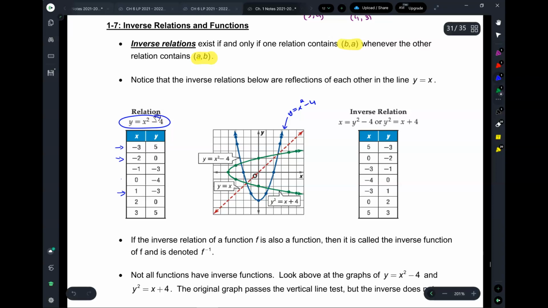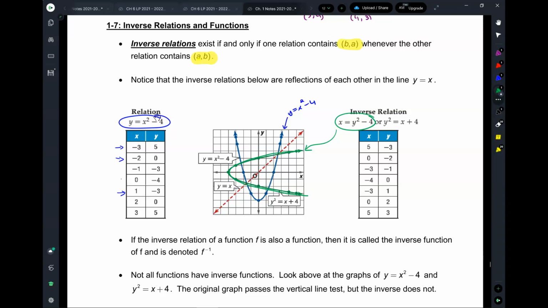Now, you also have another equation here, this one. x is equal to y squared minus 4. They look similar, but the x's and the y's are switched, right? They're different. The graph of that one is the green one right there.